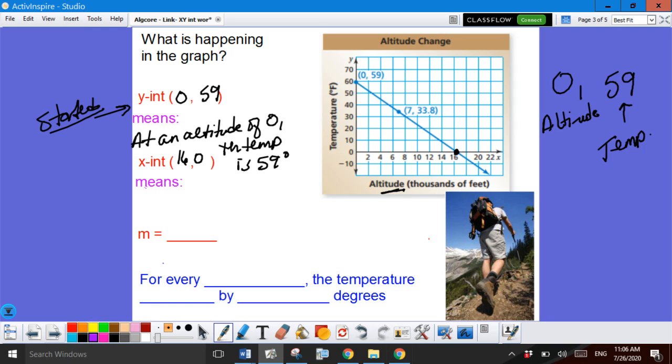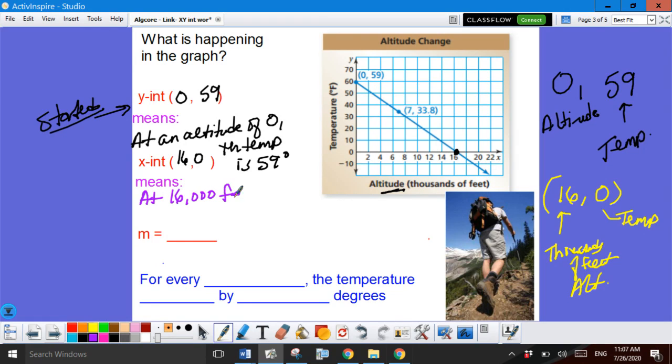Okay, let's go down to the x-intercept. What does the 16, 0 mean? Well, this is temperature. This is thousands of feet in altitude. So that's not just 16, that's 16,000 feet. So at 16,000 feet, the temperature was 0 degrees. Okay, it was 0 degrees.